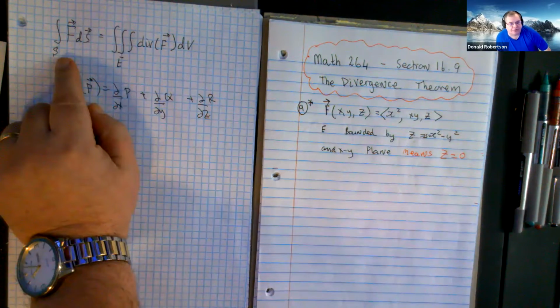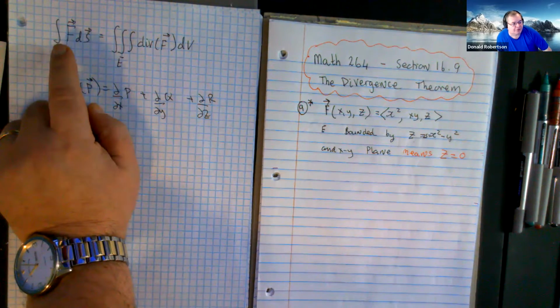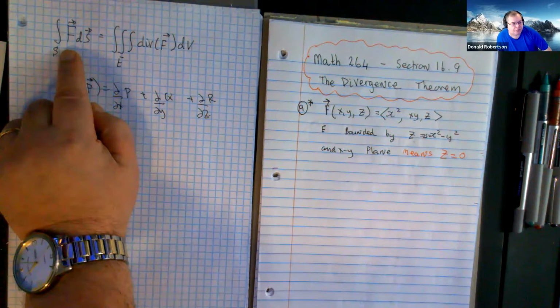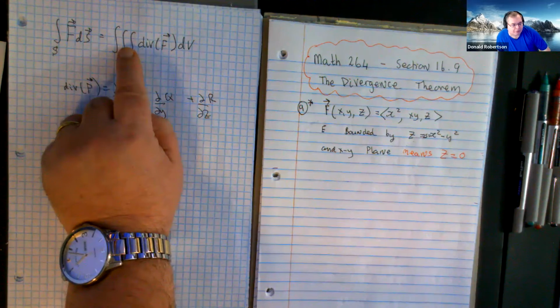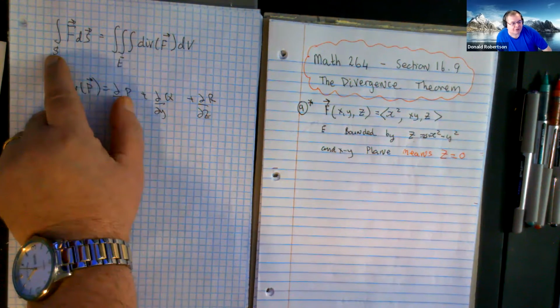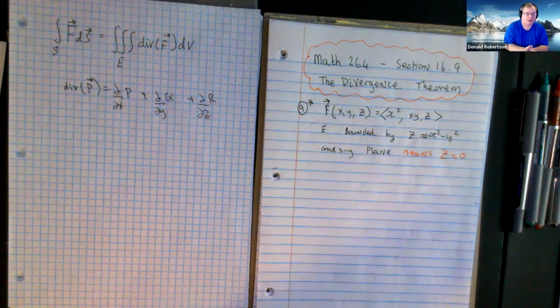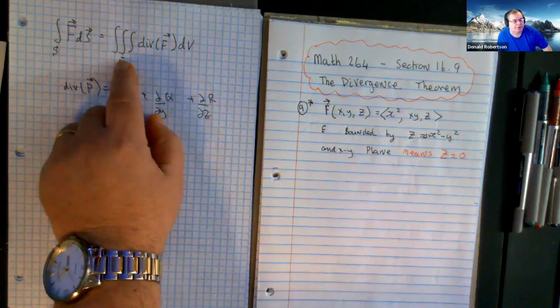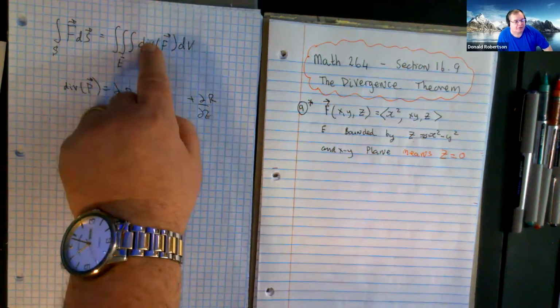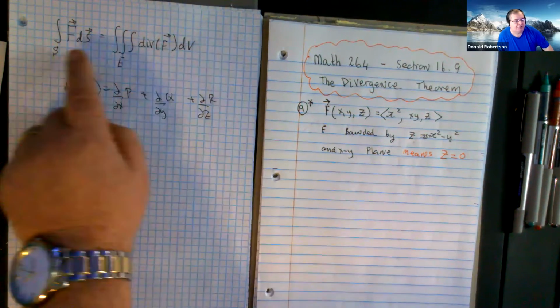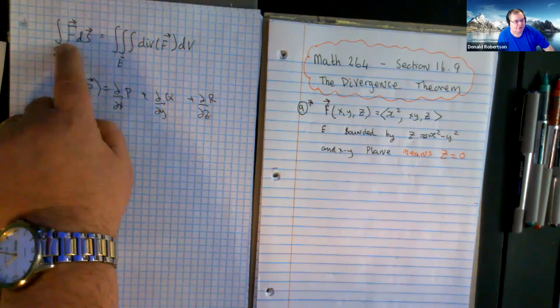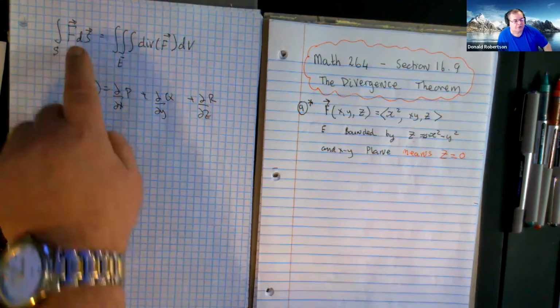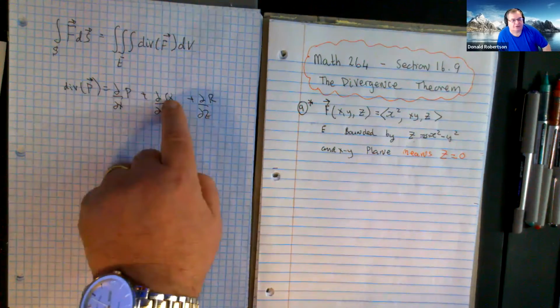Basically, the divergence test says that you can find this particular kind of surface integral called the flux by converting it into a triple integral. If you imagine the surface S enclosing a volume called E, then the triple integral over this volume E of the divergence of f dV is the same as this surface integral called the flux. And the divergence is this.